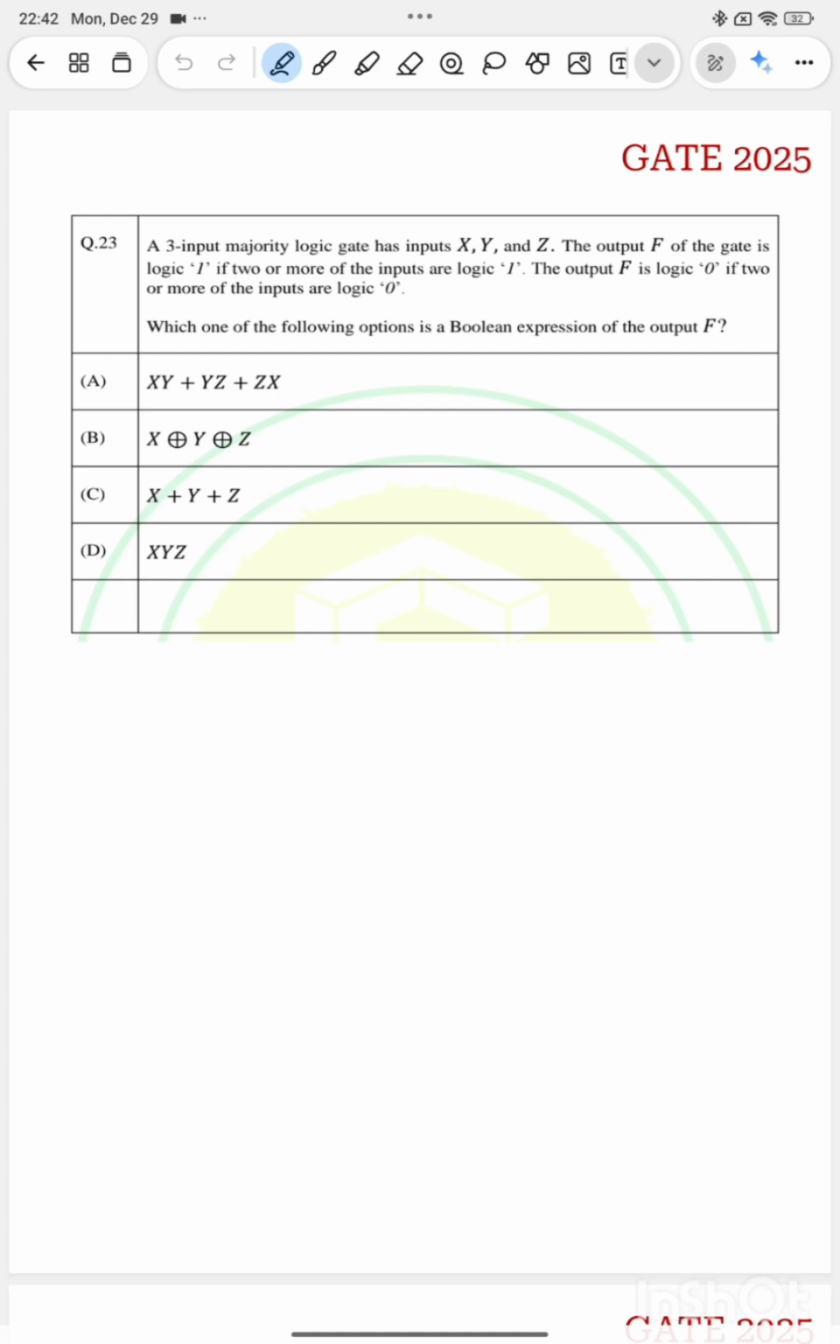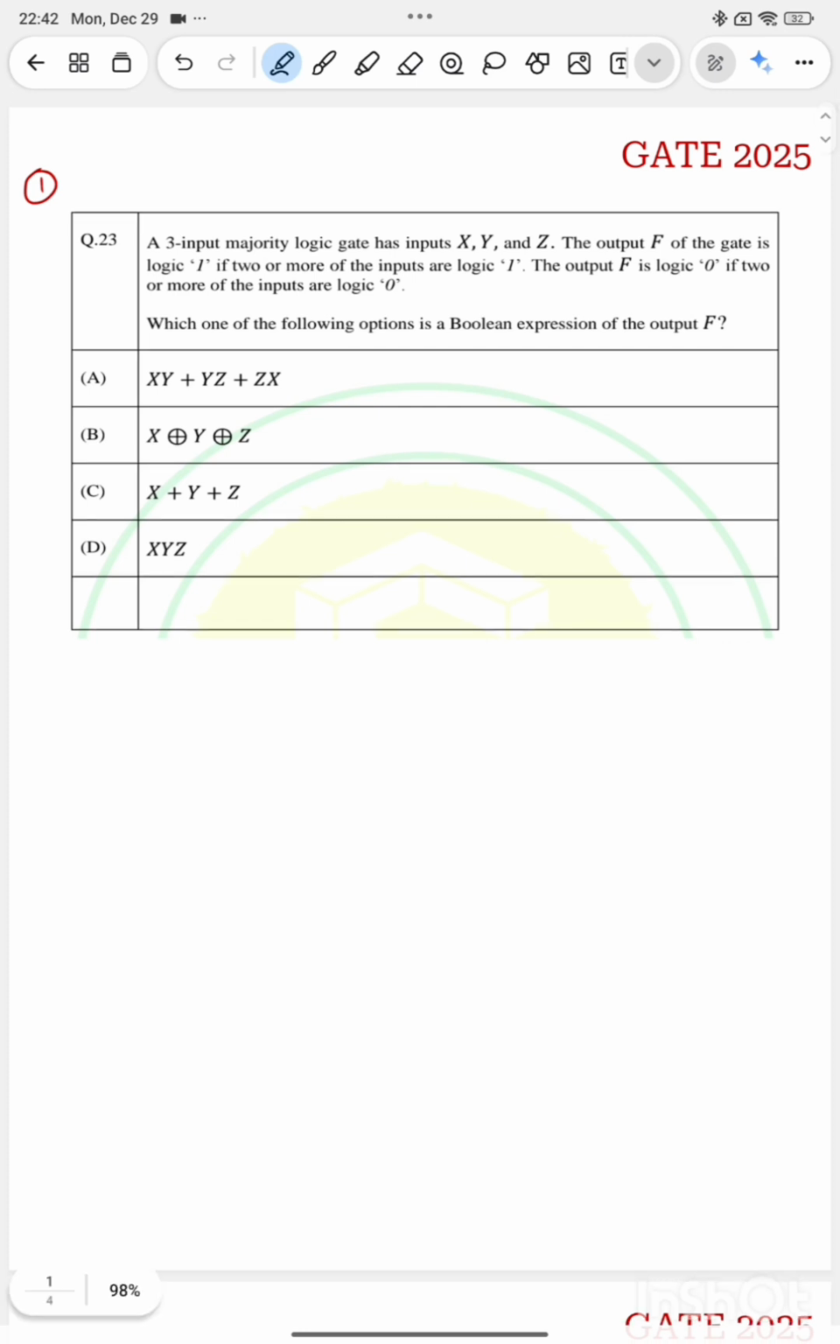So let us start with the first question, that is from GATE 2025. So the question is, a 3 input majority logic gate has input x, y and z. The output f of the gate is logic 1 if 2 or more of the inputs are logic 1, and the output f is logic 0 if 2 or more of the inputs are logic 0. Which of the following options is a Boolean expression of the output f?